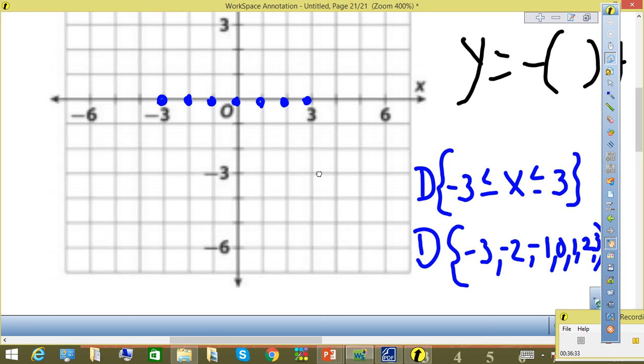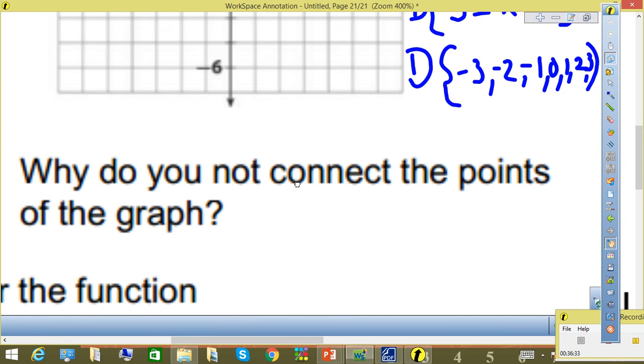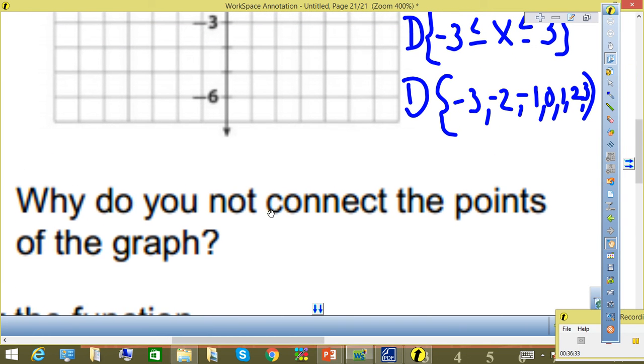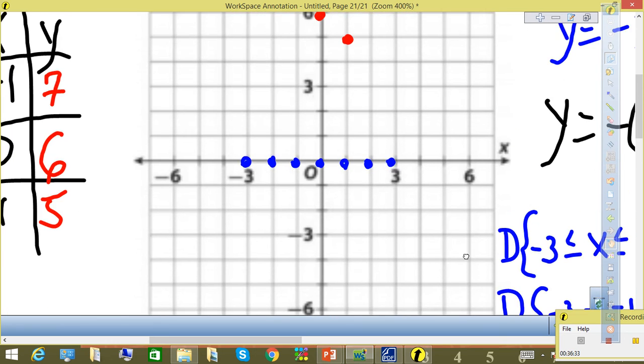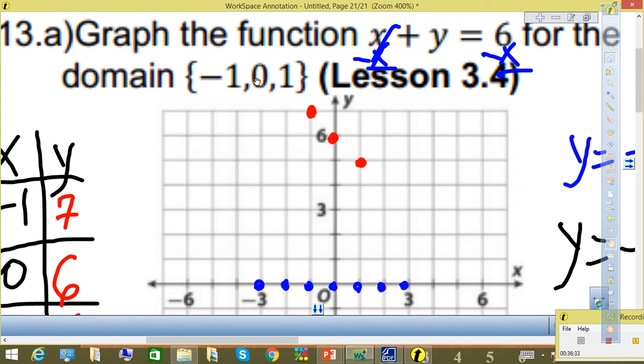So basically, it says, why do you not connect those points? Go ahead, Chris B. So it's not counting decimals and fractions. Does everybody understand that? Okay. But why is it not counting decimals and fractions? Because that's the domain that they give us. They give us negative 1, 0, and 1.